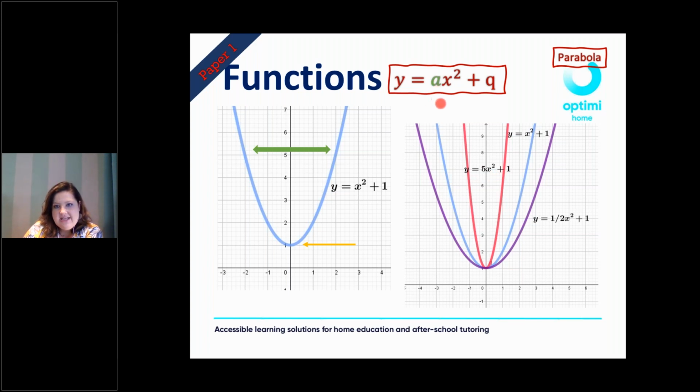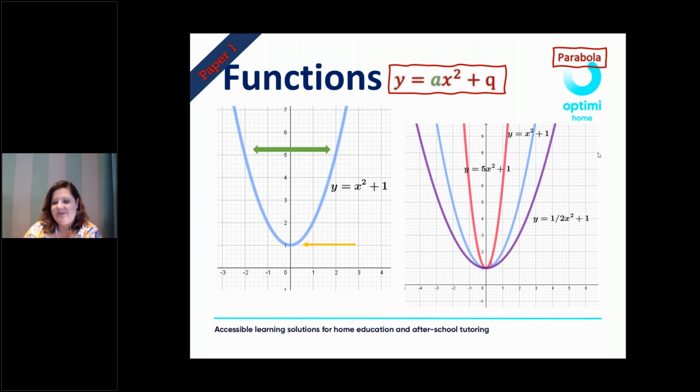The higher the A value, the narrower my graph will be. I'm going to repeat that. The higher my A value, the narrower my graph will be. Now we only looked at positive A values over here, so half, 1, and 5. And we always talk about smiley faces or sad faces. A positive A will always have a smiling person over here, so you will have a smiley face. When it is negative, you'll have that sad face, a negative person.